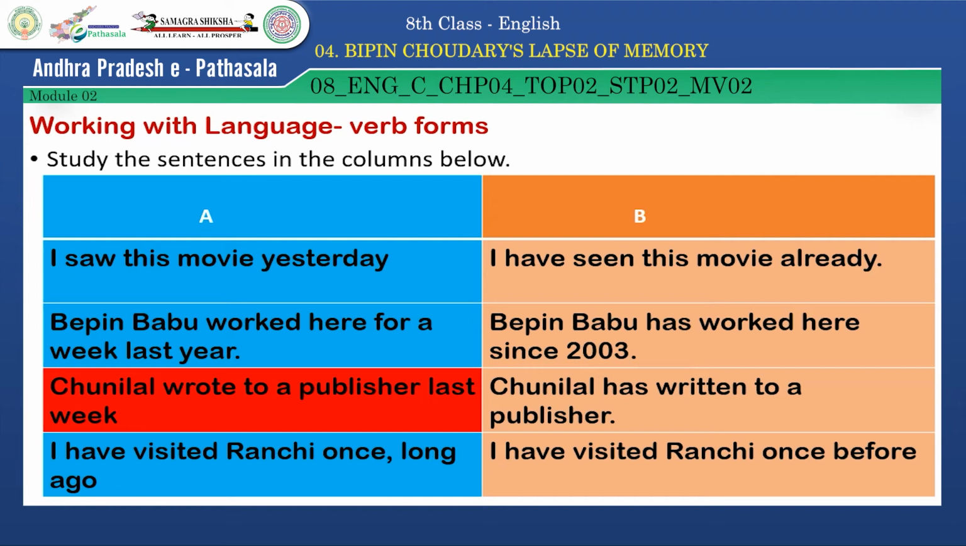If you look at the table, here in column A, Chunilal wrote to a publisher last week. It's a completed action, but here he can expect a reply from the publisher. But in column B, he has just written a letter to the publisher. So he may not expect the reply so soon. But here in column A, Chunilal wrote to a publisher last week, so he might be expecting a letter from the publisher.